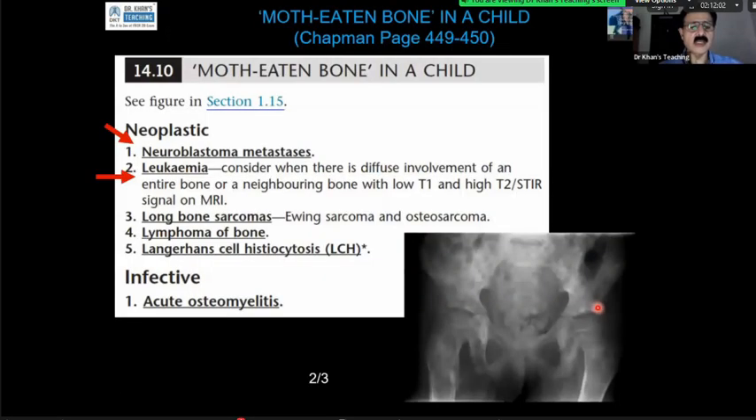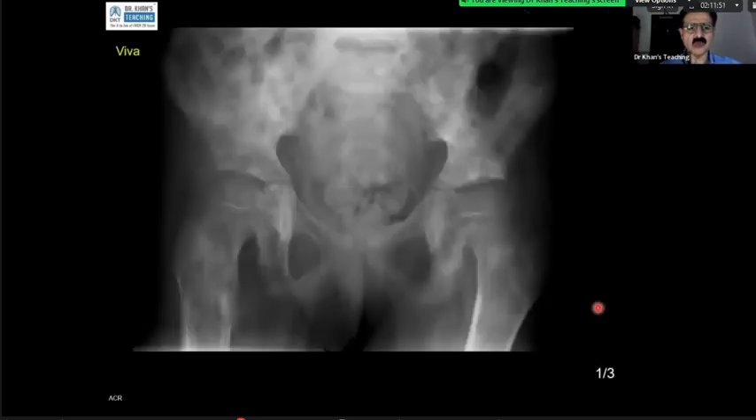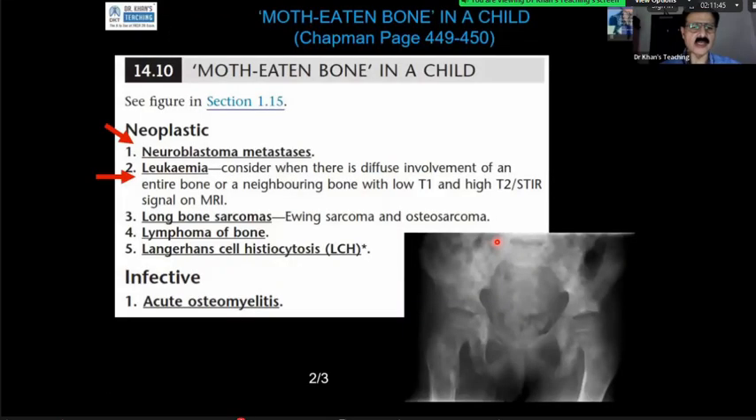Excellent, excellent. Now, the idea to show you this case was to develop your eyes on this moth-eaten bone in a child. And moth-eaten means it is completely abnormal, diffusely abnormal. And remember, it's a child. The most common differential diagnosis is neuroblastoma mets and leukemia. These two are the top. Lymphoma, of course, can be there.